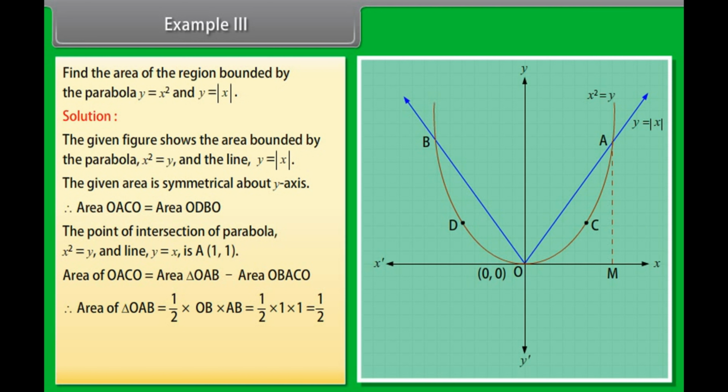Therefore, area of triangle OAB equals 1/2 times OB times AB, equal to 1/2 times 1, which equals 1/2. Area of OBACO is equal to the integral from 0 to 1 of y with respect to x, which is equal to the integral from 0 to 1 of x squared with respect to x. By solving, we get area of OBACO is equal to 1/3.